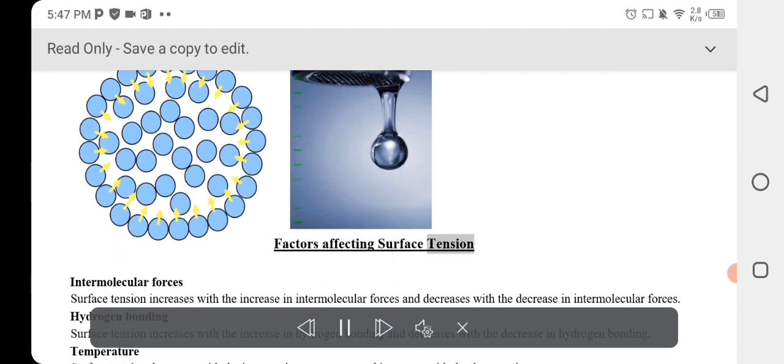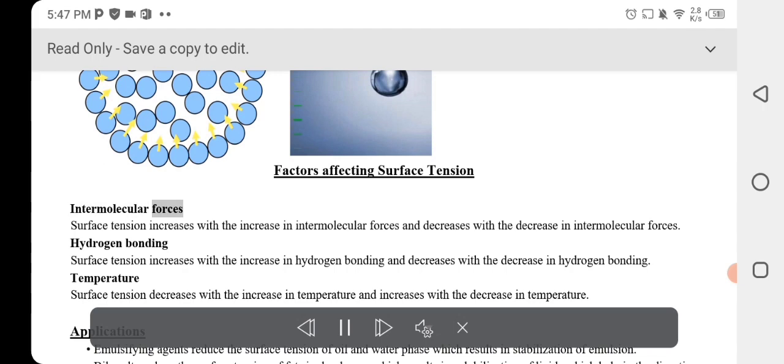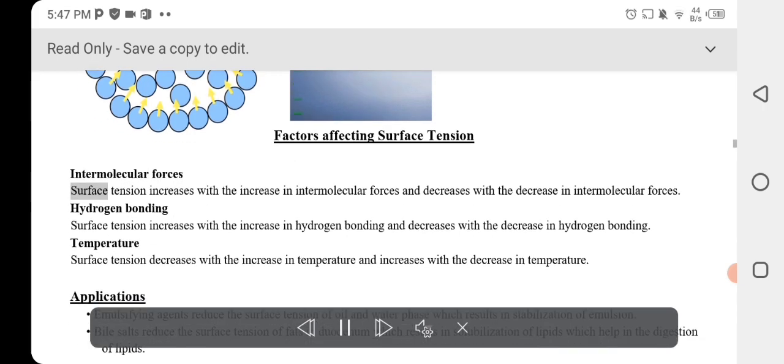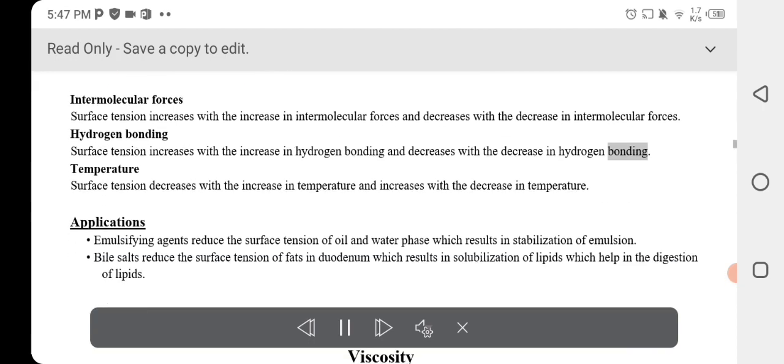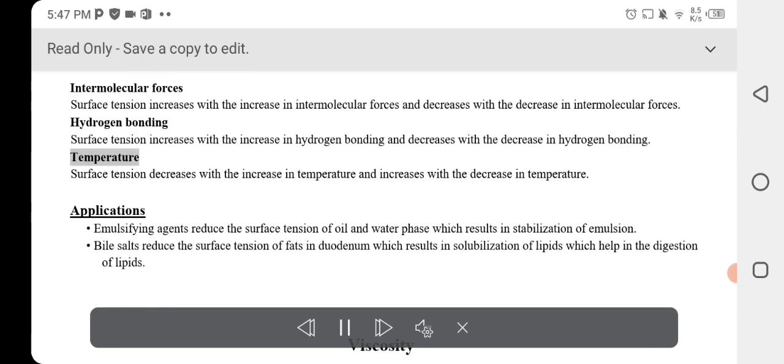Factors affecting surface tension. Intermolecular forces: surface tension increases with the increase in intermolecular forces and decreases with the decrease in intermolecular forces. Hydrogen bonding: surface tension increases with the increase in hydrogen bonding and decreases with the decrease in hydrogen bonding. Temperature: surface tension decreases with the increase in temperature and increases with the decrease in temperature.